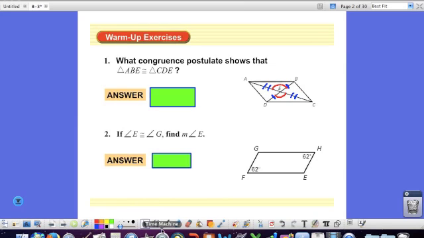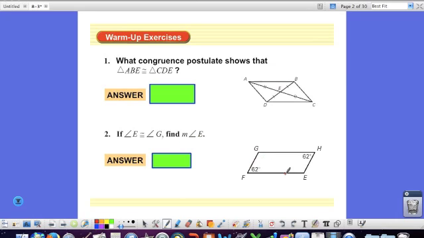Obviously, as we learned in the last lesson, we know that ABCD must be a parallelogram because we had a theorem that told us a quadrilateral is a parallelogram if the diagonals bisect each other, which they do in this diagram.